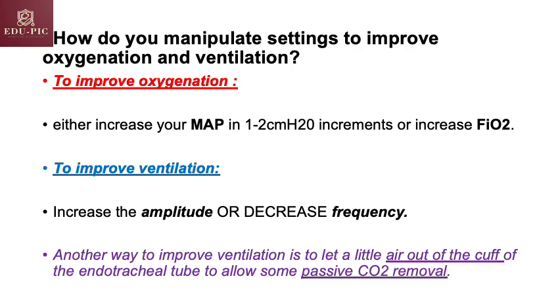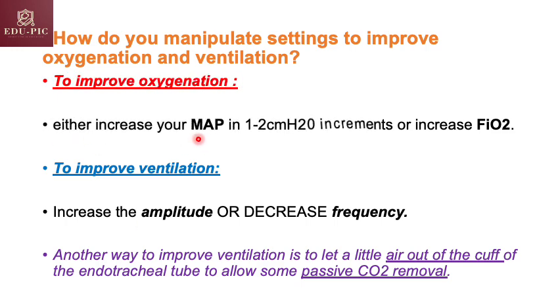And now tell me, how do you manipulate settings to improve oxygenation and ventilation? To improve oxygenation, either increase the MAP in 1 to 2 centimeter water increments or increase the FiO2. To improve ventilation, increase the amplitude or decrease the frequency. Another way to improve ventilation is to let a little air out of the cuff of the endotracheal tube to allow some passive CO2 removal.